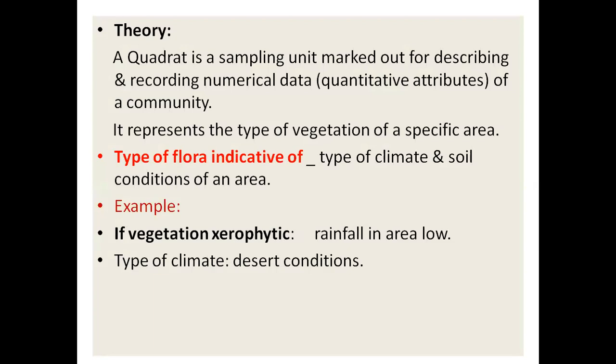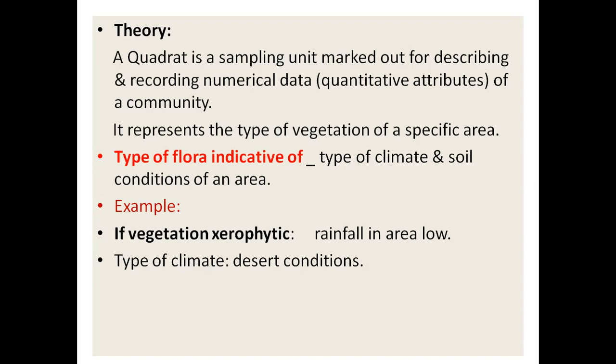Now the theory. A quadrat is a sampling unit marked out for describing and recording numerical data, that is, quantitative attributes of a community. Quantitative attributes of a community are those attributes which are measurable, for example, density, frequency, cover, and so on. They represent the type of vegetation of a specific area, like the type of flora is indicative of the type of climate and soil condition of an area.